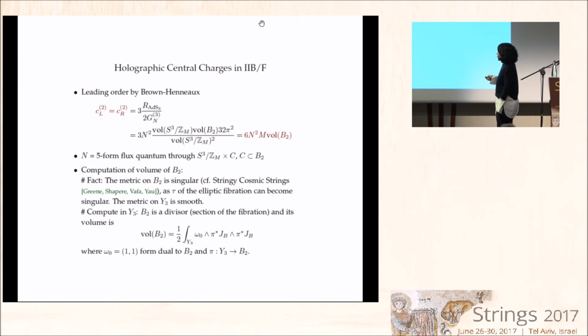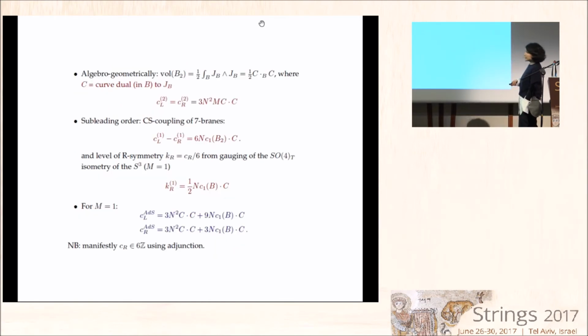So B2 I can think of as the section of this Weierstrass model that gives rise to this Calabi-Yau 3. And I can compute the volume of this just by the volume of B2. It's the integral of the Y3, the section, wedged with the pullback of the Kähler form from the base. So omega 0 is exactly the (1,1) form dual to the base of this Calabi-Yau 3. So this is essentially one way of defining what the volume of B2 is without using a metric.